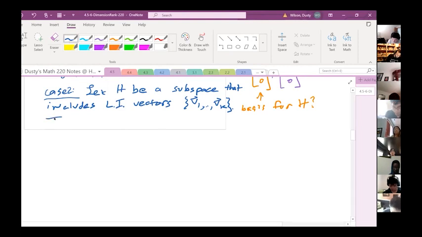So if this set, we want to talk about the set, so maybe let's give it a name. Call it S. So if S is not a basis, okay, so I have a set of linearly independent vectors. If it's not a basis, which characteristic is missing? They're linearly independent, it's not a basis, so they must not span. Thank you, Ryan, Twee, and others.